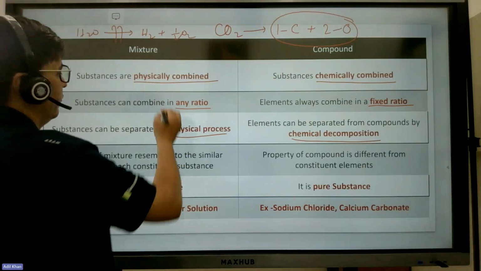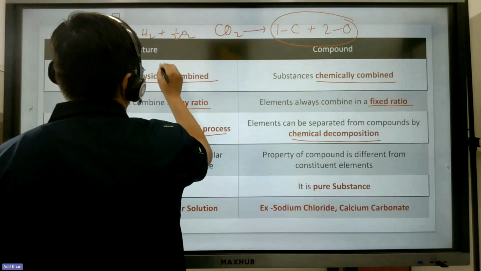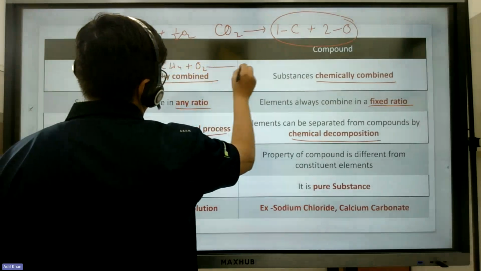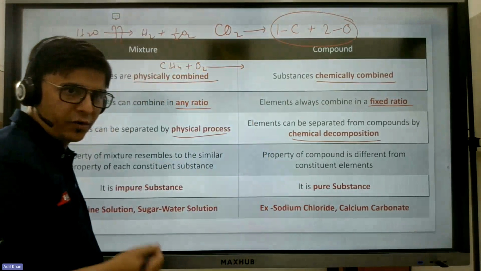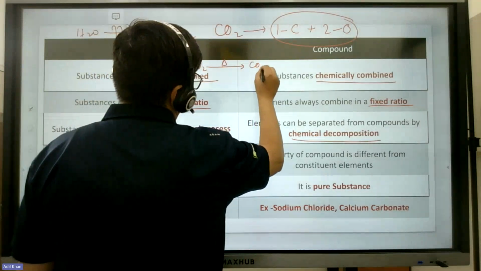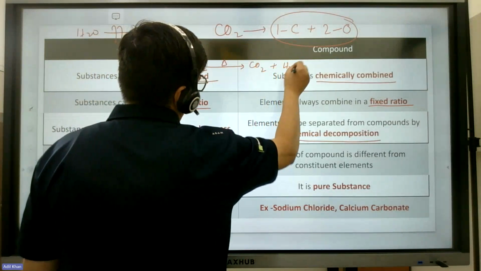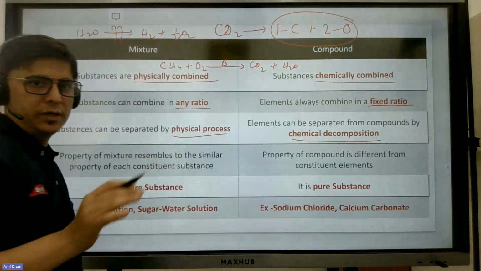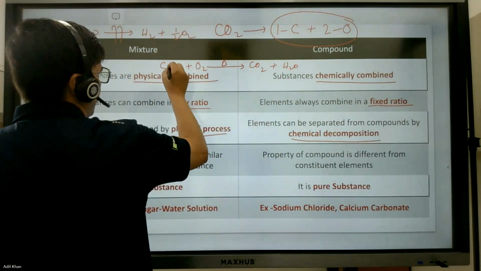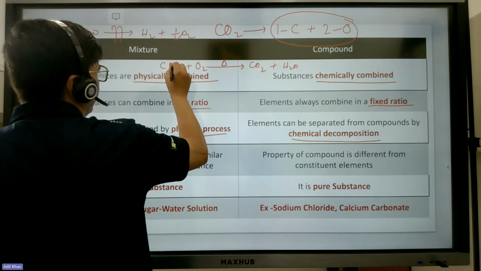For example, when you take an organic compound, I take methane and mix it with oxygen and tell it to react, it will not react. You have to give some specific amount of heat. Then only it will form carbon dioxide and water vapor. One important thing I will tell you now, this is methane, CH4, and that applies to any organic compound you take.